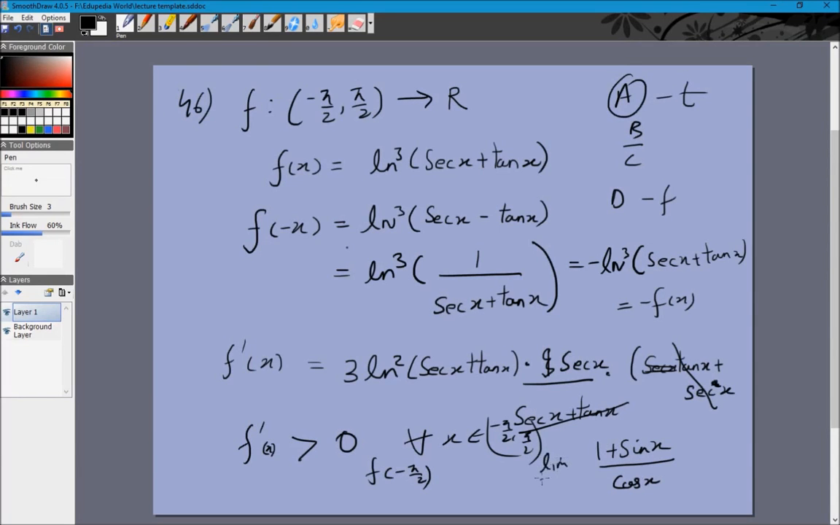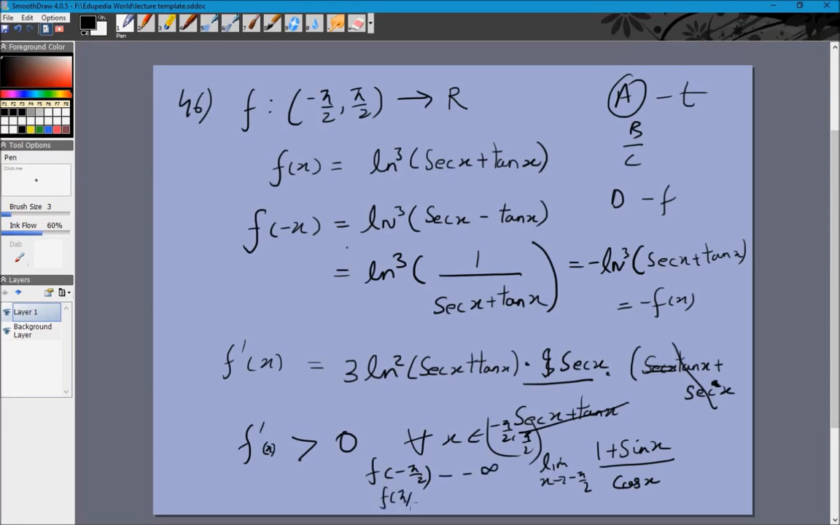What is the limit of this as x goes to minus pi by 2? You can differentiate both of them, so it will be cos x by sin x. Cos of minus pi by 2 is 0, so the limit is 0. So when x goes to minus pi by 2, this term goes to 0, which means the log of this term goes to minus infinity. So this is minus infinity.